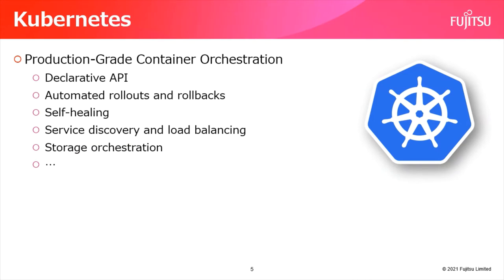Kubernetes is a production-grade container orchestration tool. It automates the deployment and management of containerized applications and provides a declarative API. Users can use that API to declare the desired state of their applications, and Kubernetes will make sure that the actual state of the system is equal to the desired state at any time, and the applications deployed by Kubernetes have no downtime. Kubernetes has many other convenient features such as service discovery and load balancing, storage orchestration, and so on. It provides a very convenient way to manage containers.